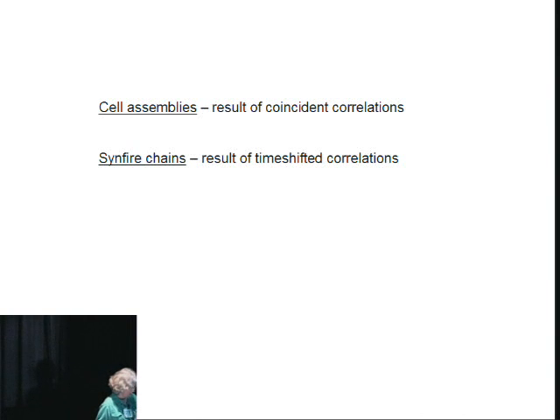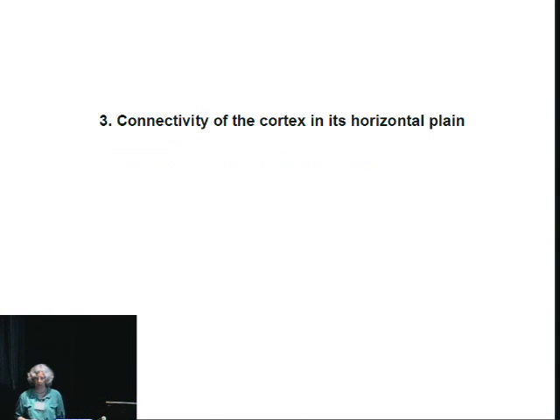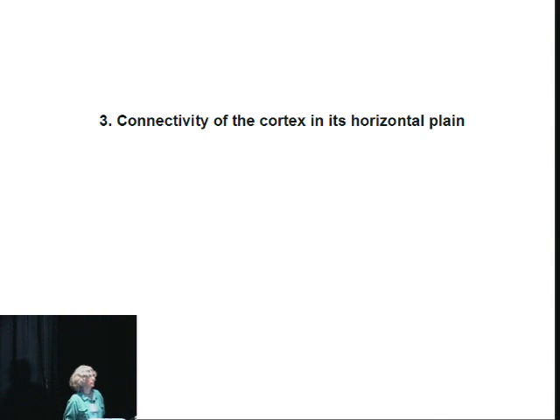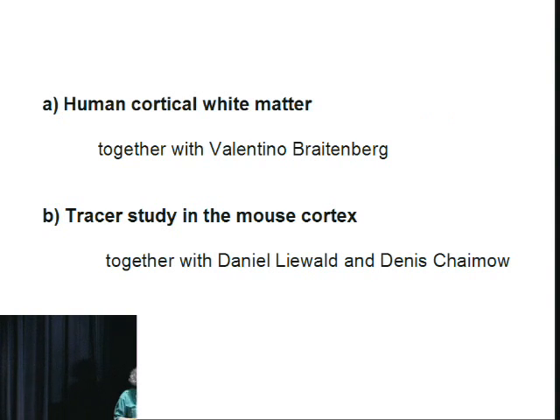Now, for both of these theories, it is interesting to know more about the horizontal connectivity of the cortex, and here I come to my last part: the connectivity of the cortex in the horizontal plane. The things I told you until now were gained from studies on the gray matter, and now we switch to the white matter. I will briefly tell you some results from two studies, one on the human cortical white matter, again together with Valentino Braitenberg, and the other one from a tracer study in the mouse cortex, together with two students, Daniel Liewald and Dennis Chaimov.